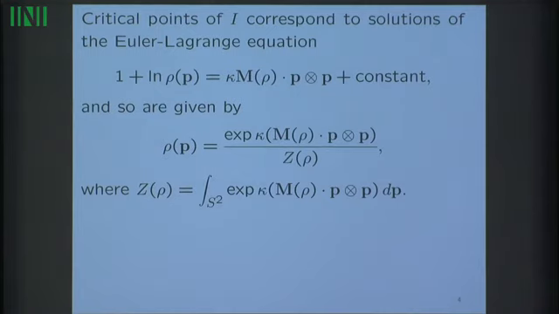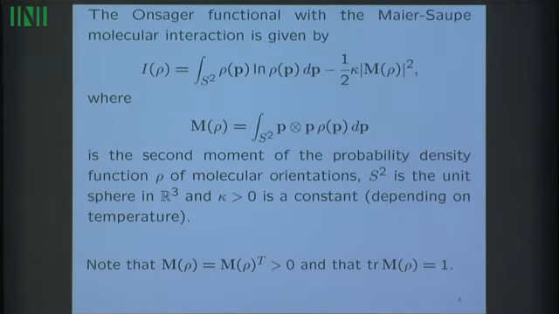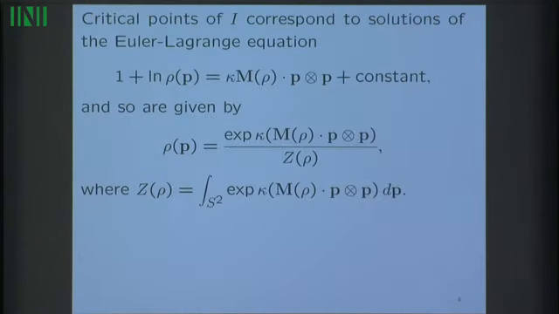Now the critical points correspond to, in fact, let's get back a moment. So there's the functional, and I want to calculate the critical point of this. So I'm going to take the derivative with respect to rho. Of course, the integral of rho is 1, so we have to take care of that. Anyway, we get 1 plus log rho is kappa M of rho dot p tensor p plus a constant. That's the Lagrange multiplier corresponding to the fact that the integral of rho is 1. And so we see that rho is given by this exponential, kappa times this, divided by its integral to normalize it. But the problem is, of course, that M depends on rho.